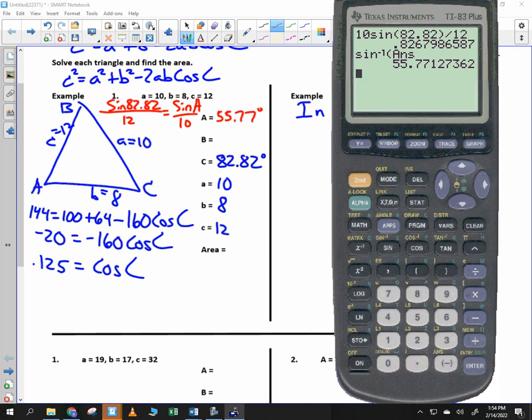Do I have to use the law of sines to find the next one? No. How about the Pythagorean theorem? No, you're working with angles. 180 minus the 82.82, and then minus 55.77. I get 41.41.